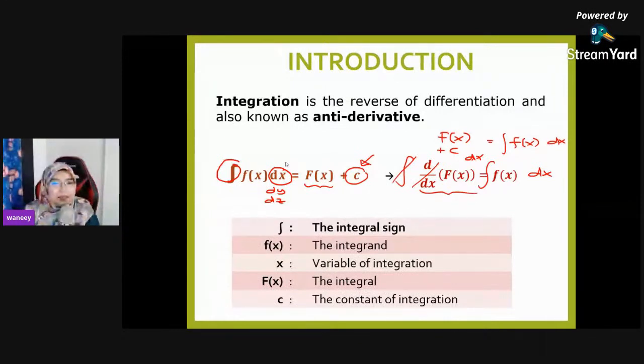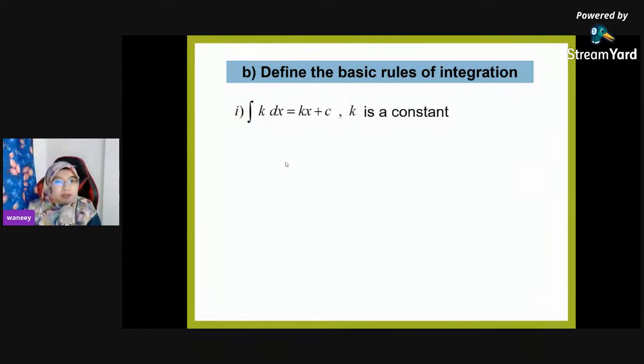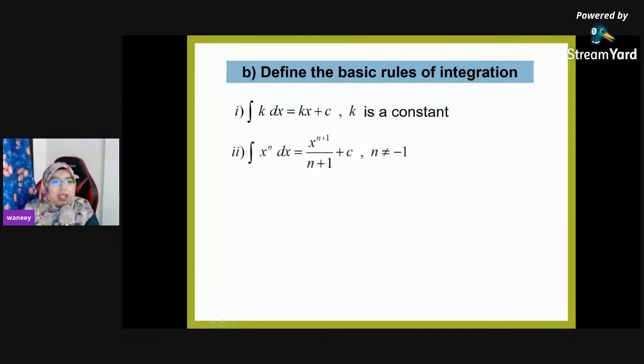Okay, next. So these are the basic rules of integration. We do have a few basic rules of integration. The first one, if you have some constant, integrating a constant simply becomes kx plus c, where k is a constant. Okay, so this is the power rule. If you integrate x to the power of n dx, what will happen is that we add 1 to the power and then divide by the new power and then add c.